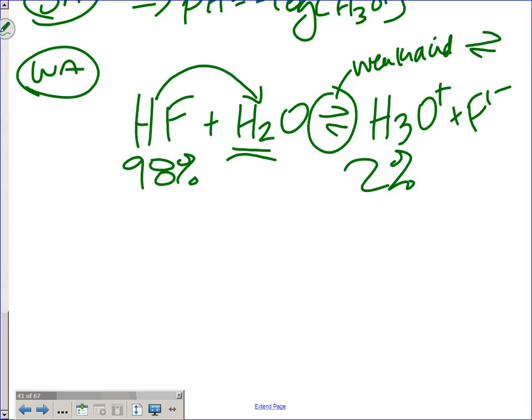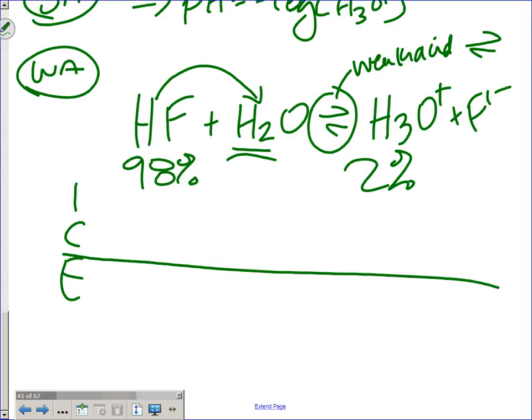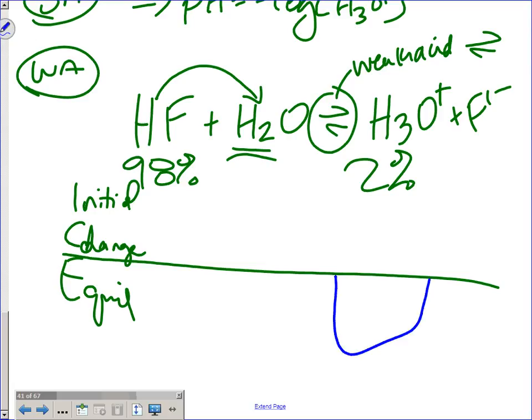It just depends. So what we have to do is set up an ICE box, which we will do much more after break. ICE means initial, change, and equilibrium. And so what we determine is how much does this ionize at equilibrium, and that's going to be this number down here. So whatever this number is down here, that's truly the H3O plus concentration, which if I have that, how can I find pH?